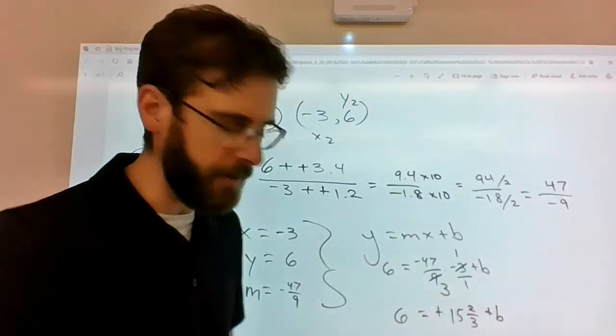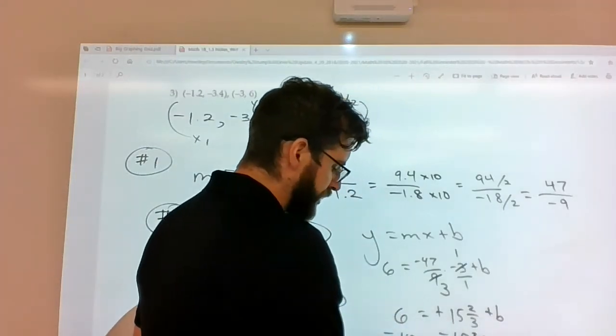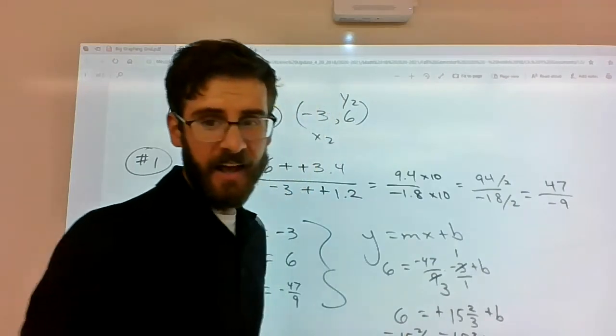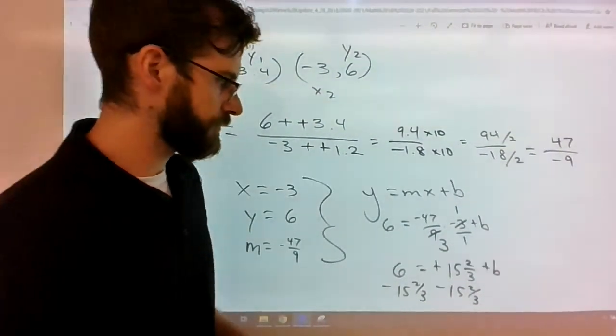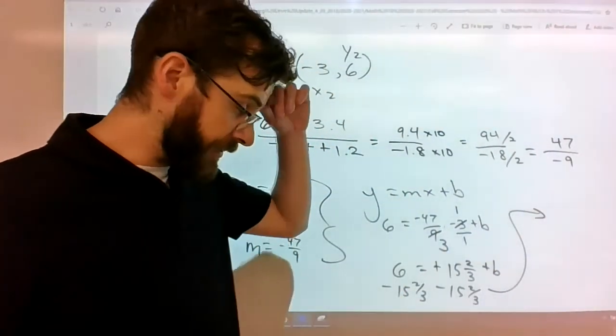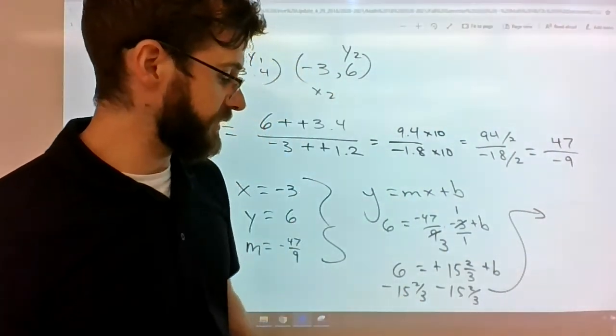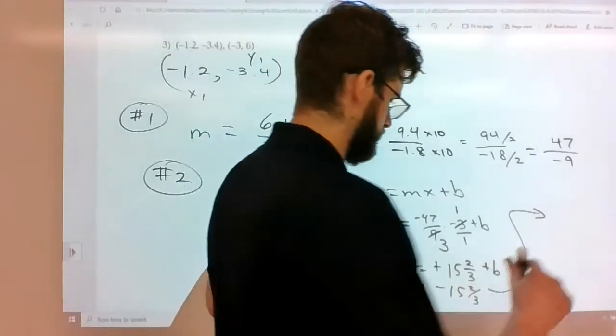I kind of like mixed numbers. Then you'd subtract the 15 2/3 from both sides. And you'll get negative 9 2/3 equals b.